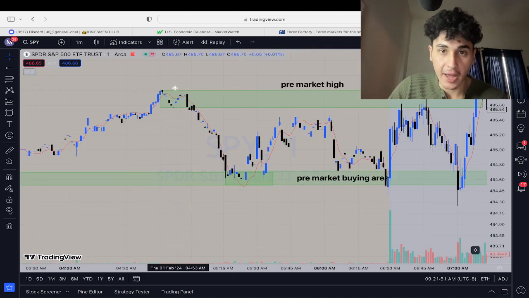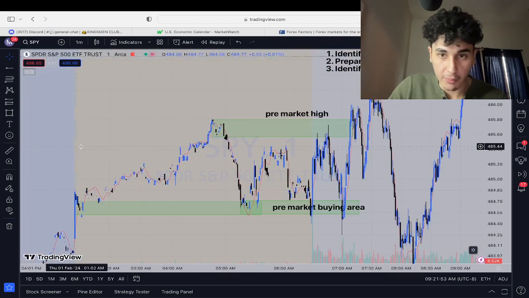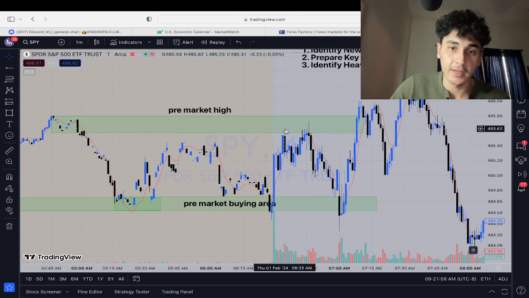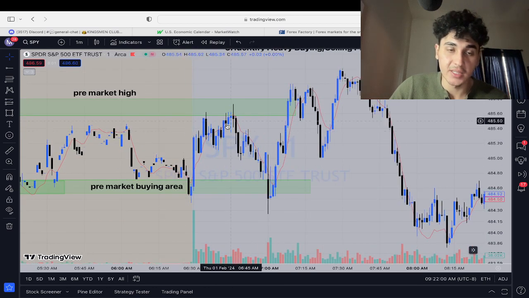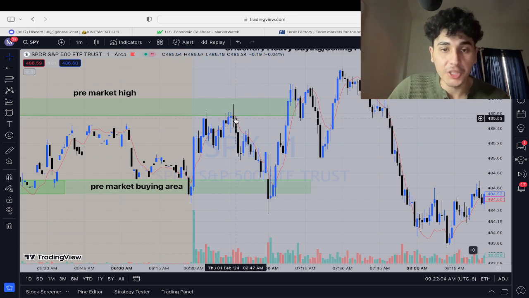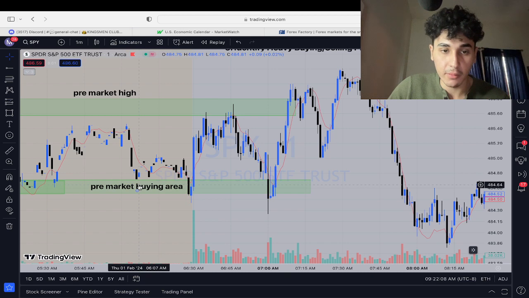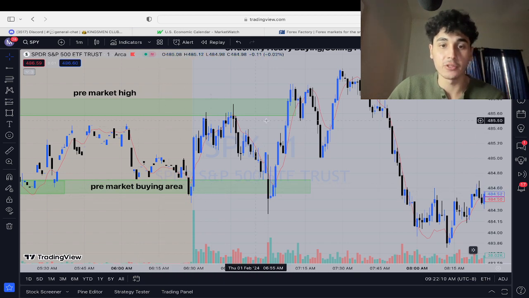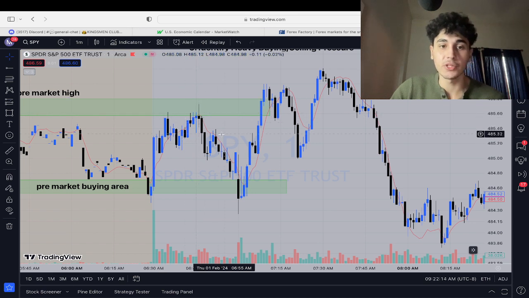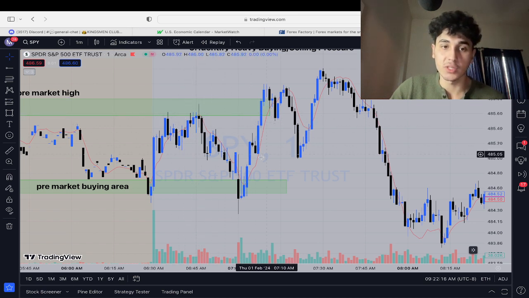And right here, we had our pre-market high, which we also drew out, right? And price retraced and tapped into our pre-market high, and we got a beautiful rejection and a reversal right back down to our pre-market support, right? So we have our zones drawn out perfectly. And obviously that reversal meant that those sellers were stepping in, right?